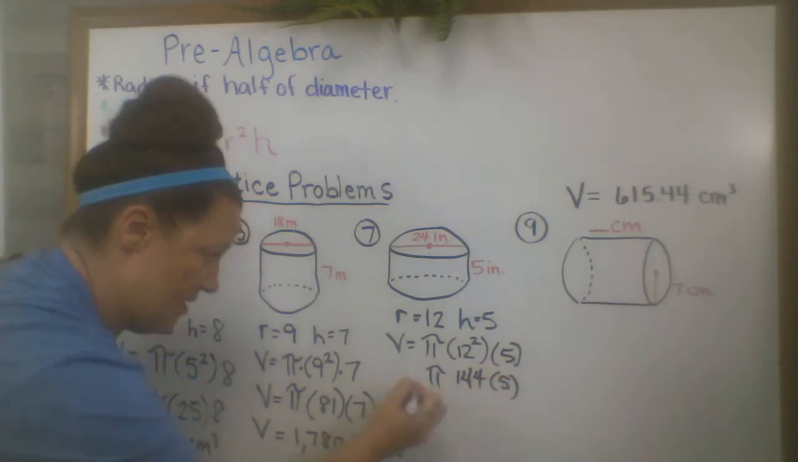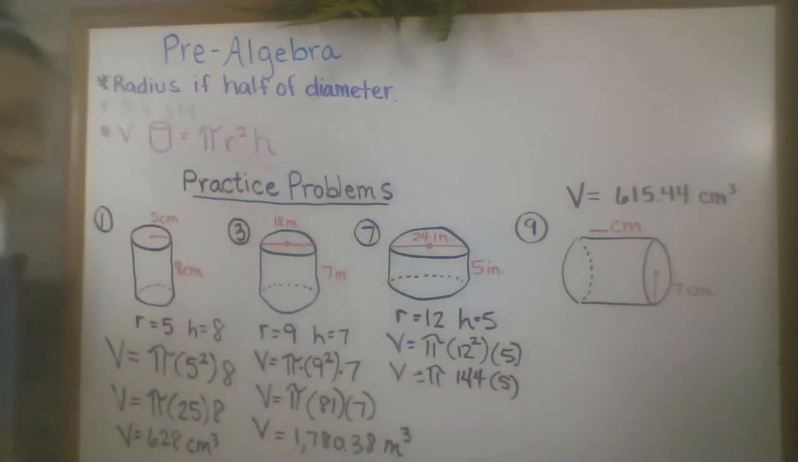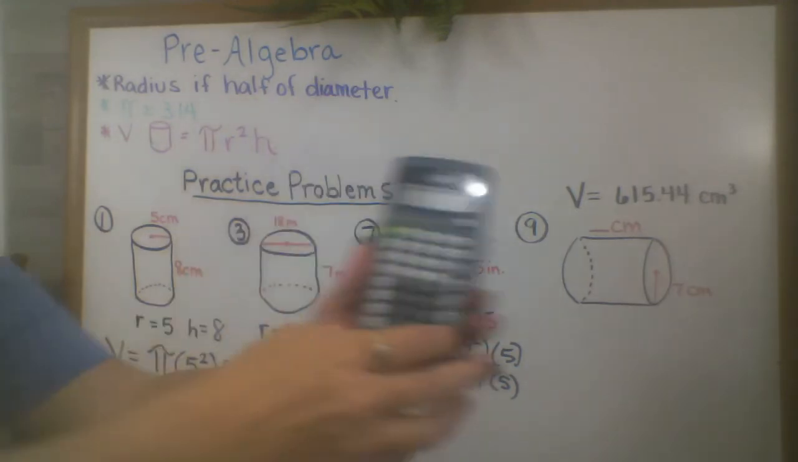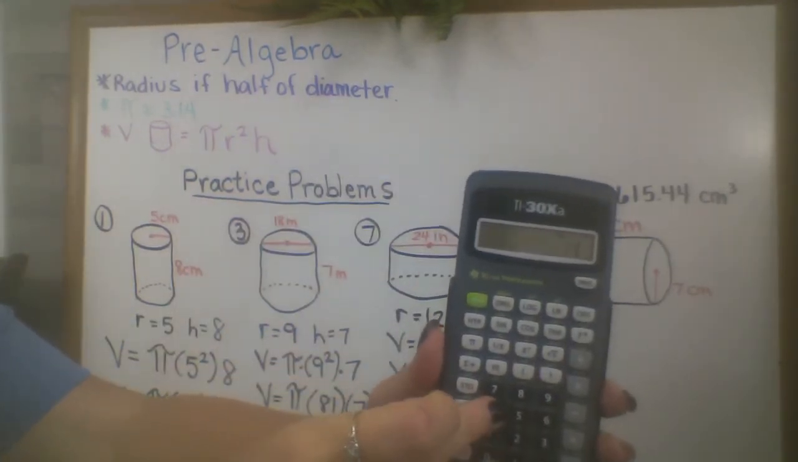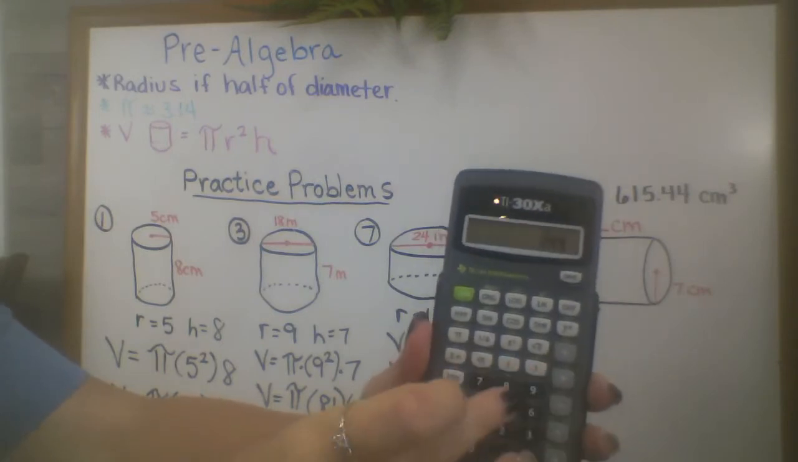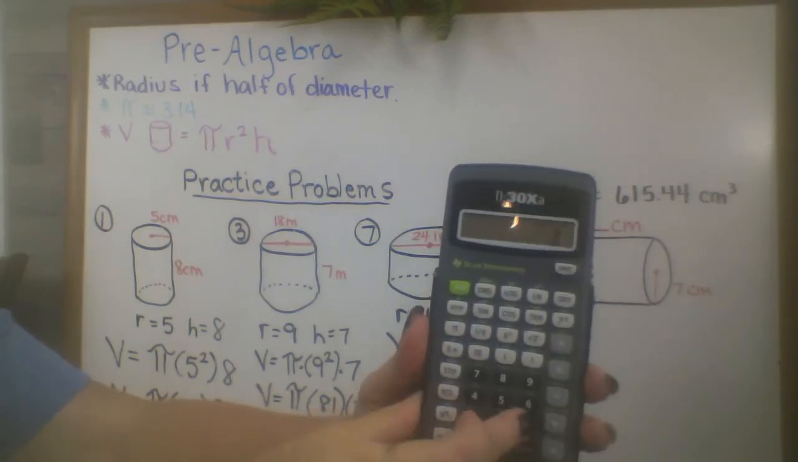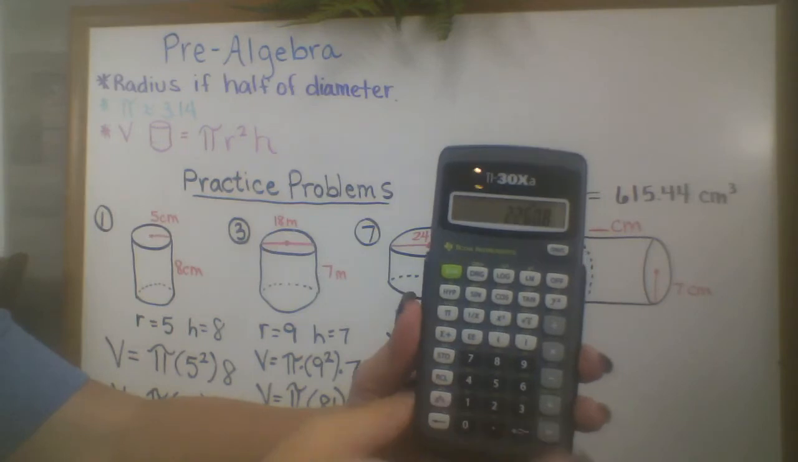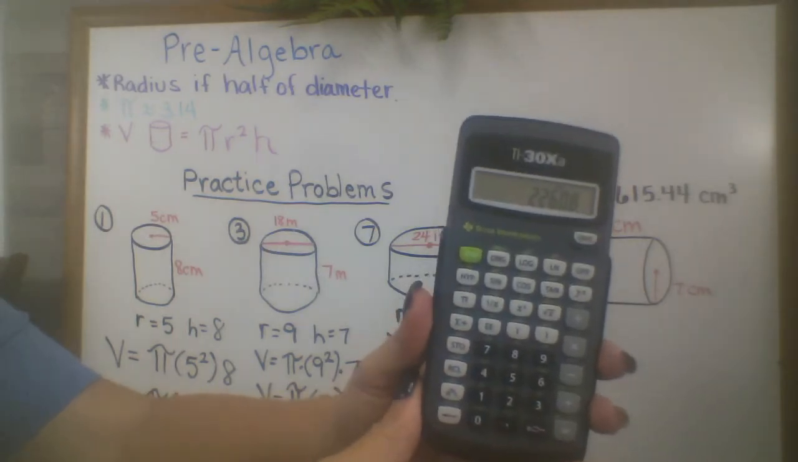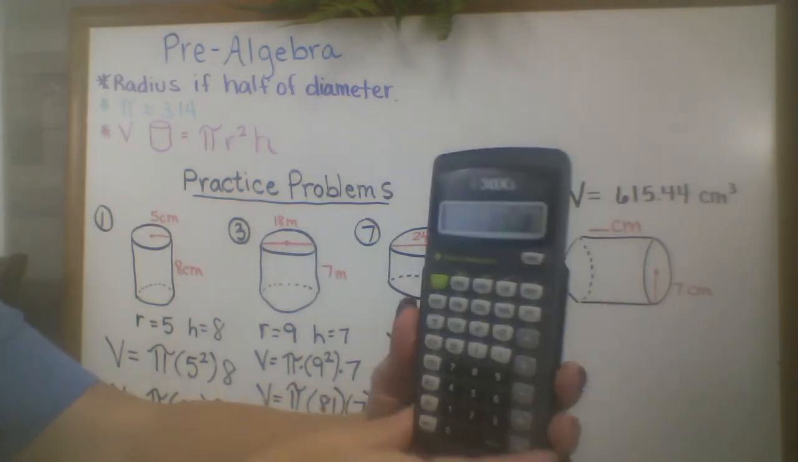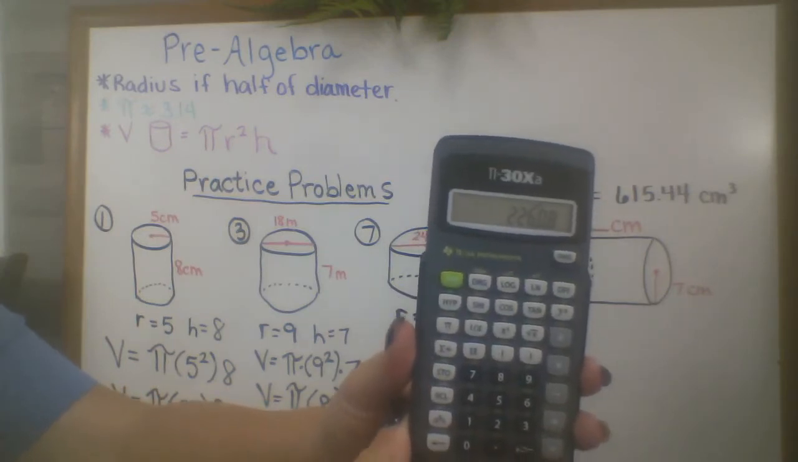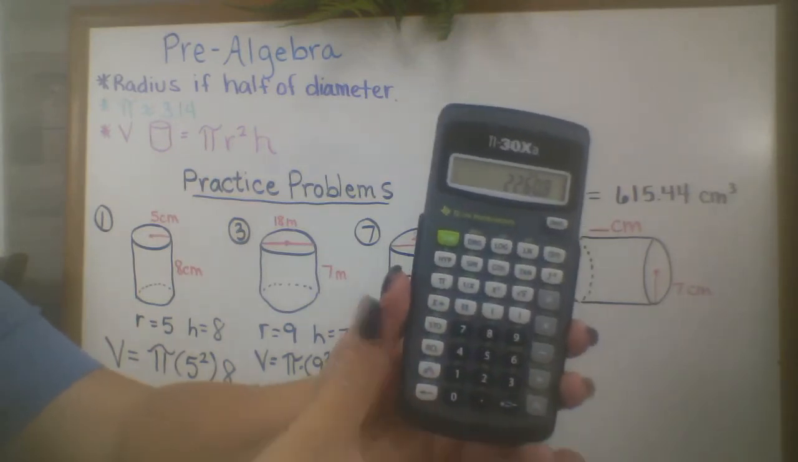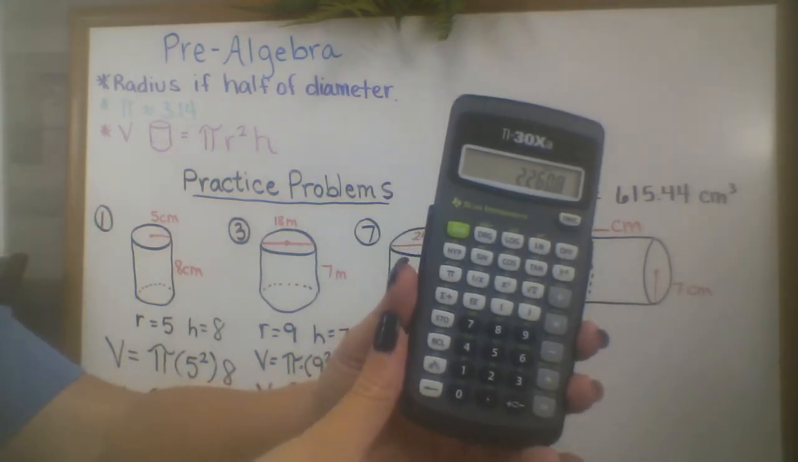Times 5. So again, pull out your calculator or use the one on your computer. And we are going to say 144 times 5 times 3.14. And we would get 2,260.8. And in this case, if they said round to the nearest tenth, we're done.